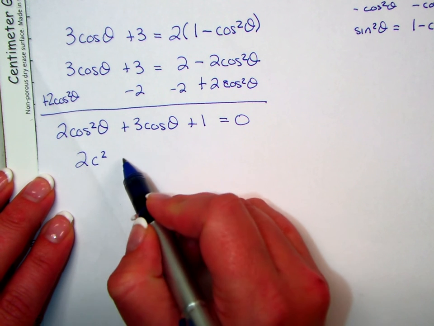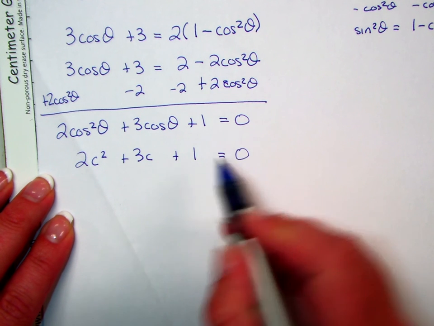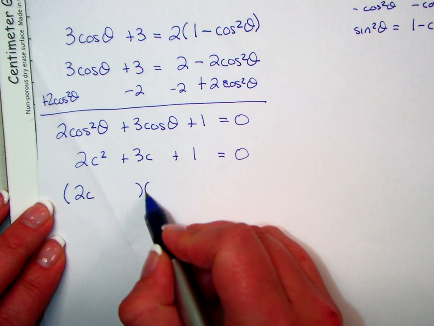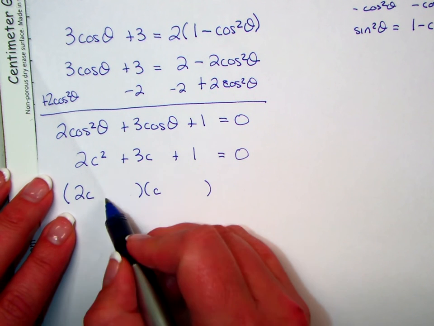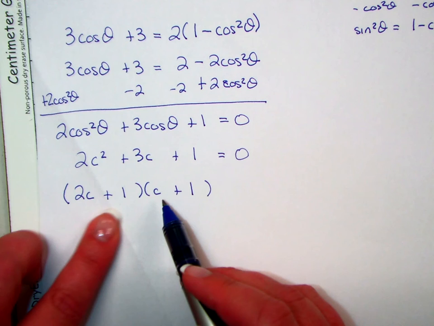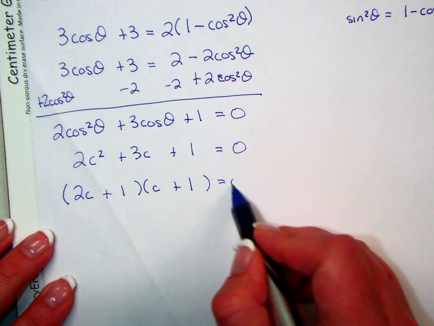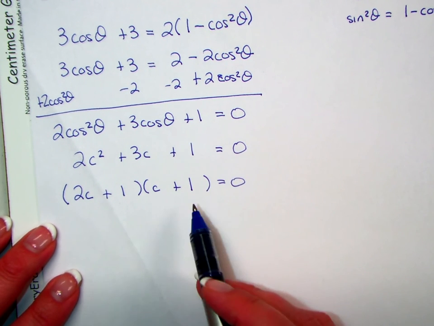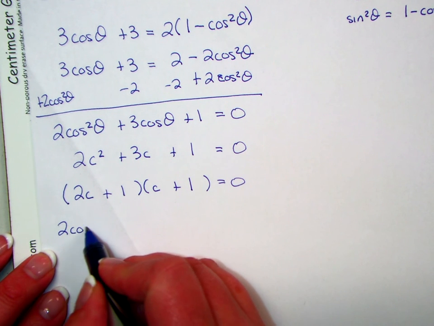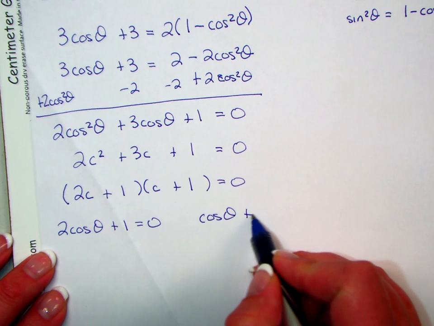2c squared plus 3c plus 1 multiply to 2, add to 3, can do. So I'm going to get 2c and c, plus 1 and plus 1, right? So I'm going to get 2c squared, 2c plus 1c is the 3c, plus 1 and plus 1 is 1, right? So now that I have it factored, when I set it equal to 0, I'm going to go ahead and change the c back to cosine. So I get 2 cosine theta plus 1 equals 0, and cosine theta plus 1 equals 0.